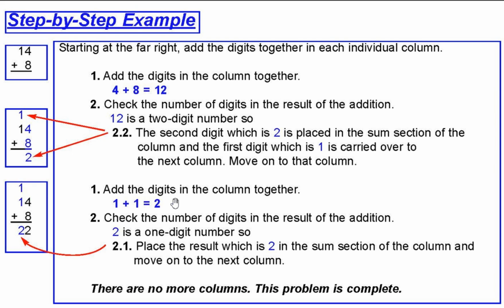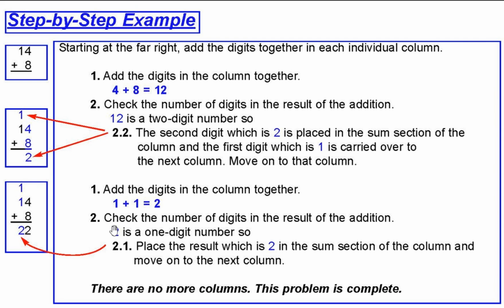We are going to add the digits in that column together. 1 plus 1 equals 2, as you can see here.